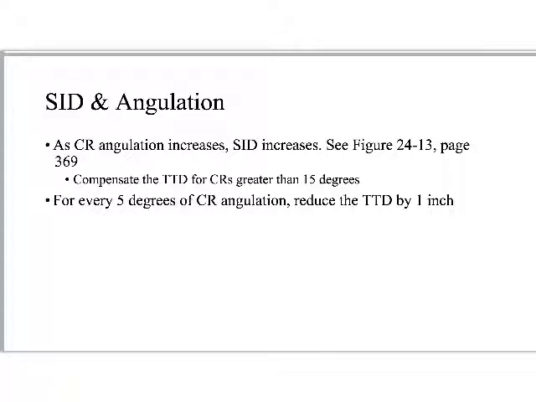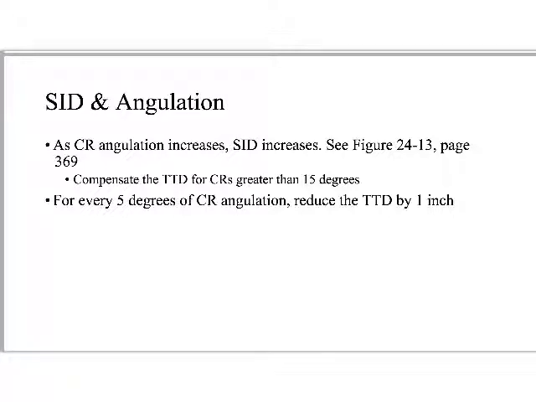So to compensate for this, we can measure the tube to tabletop distance. That's what TTD stands for. We want to compensate for this tube to tabletop distance for central rays greater than 15 degrees as a general rule of thumb.